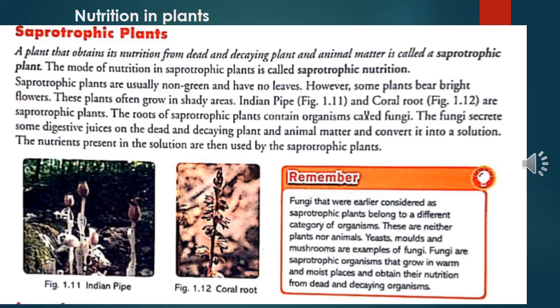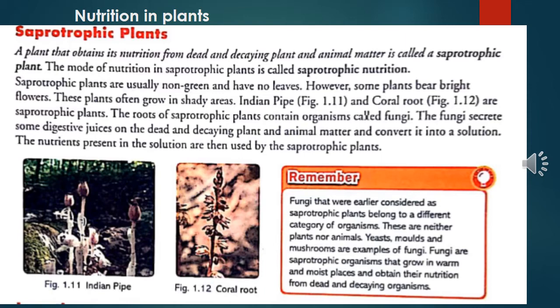Fungi, which were earlier classed as plants, belong to a different category of organism. These are neither plants nor animals. Yeast, molds and mushroom are also examples of fungi. Fungi are saprotrophic organisms, remember, that grow in warm and moist places and obtain their nutrition from dead and decaying organisms. Whenever you feel some itching, then also we can say it is a fungal attack.